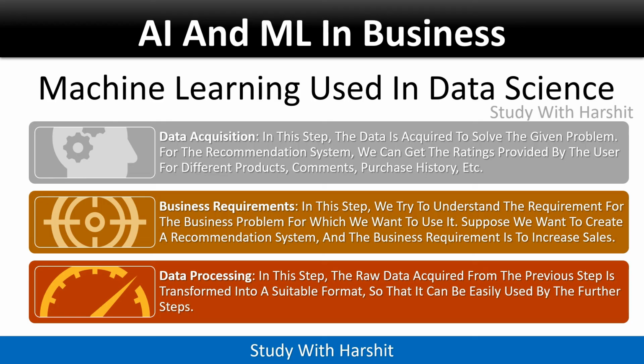Machine learning used in data science. Data acquisition. In this step, the data is acquired to solve the given problem; for the recommendation system, we can get the ratings provided by the user for different products, comments, purchase history, etc. Business requirement. In this step, we try to understand the requirement for the business problem for which we want to use it. Suppose we want to create a recommendation system and the business requires it to increase sales. Data processing. In this step, the raw data acquired from the previous step is transformed into a suitable format so that it can be easily used by the further step.